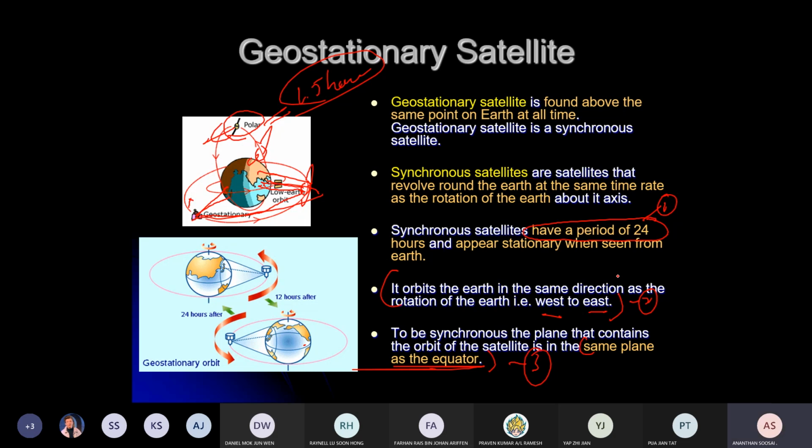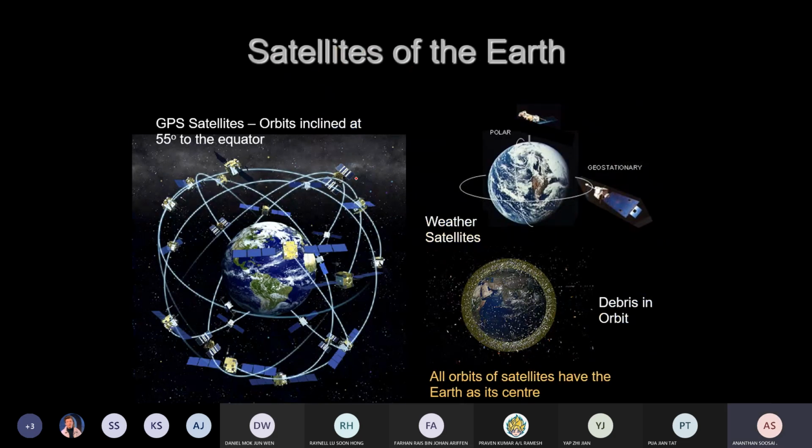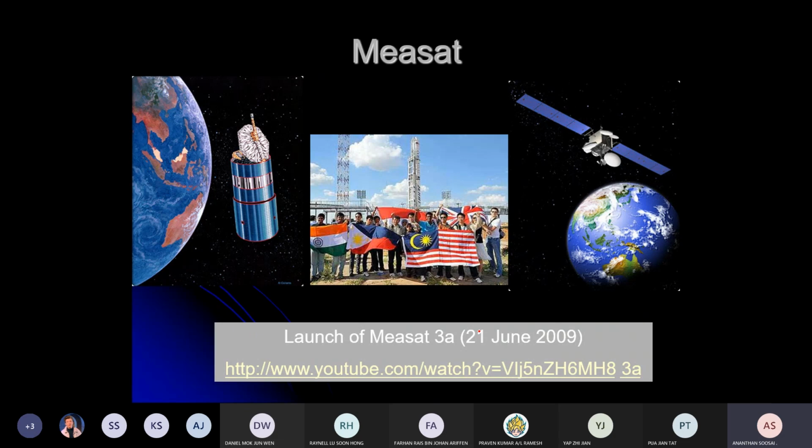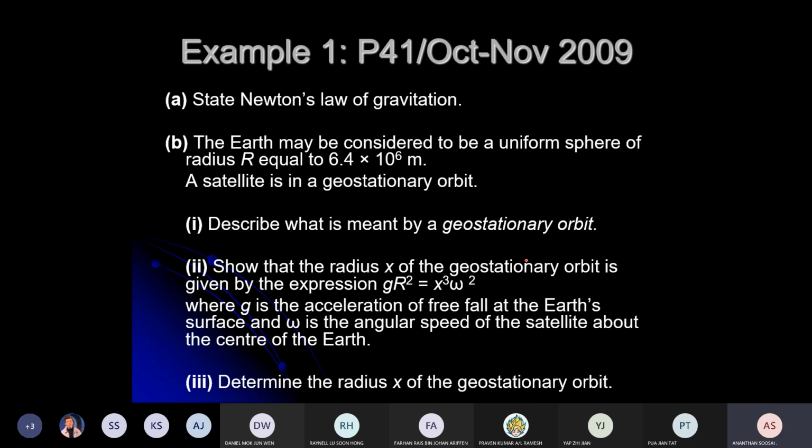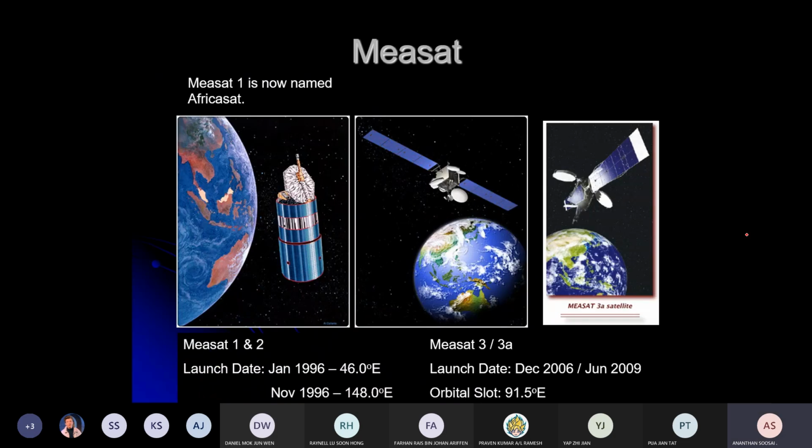No questions? Okay, so all of this is possible from the introduction of Newton's law of gravitation, F equals GMm over r squared, which enables us to launch a satellite, which is helpful for a lot of things, telecommunications. So we have many satellites going around. All orbiting satellites have the Earth at their center. Of course Malaysia already launched MEASAT-3A in June 2009, and we have a few. So this is all about satellites.